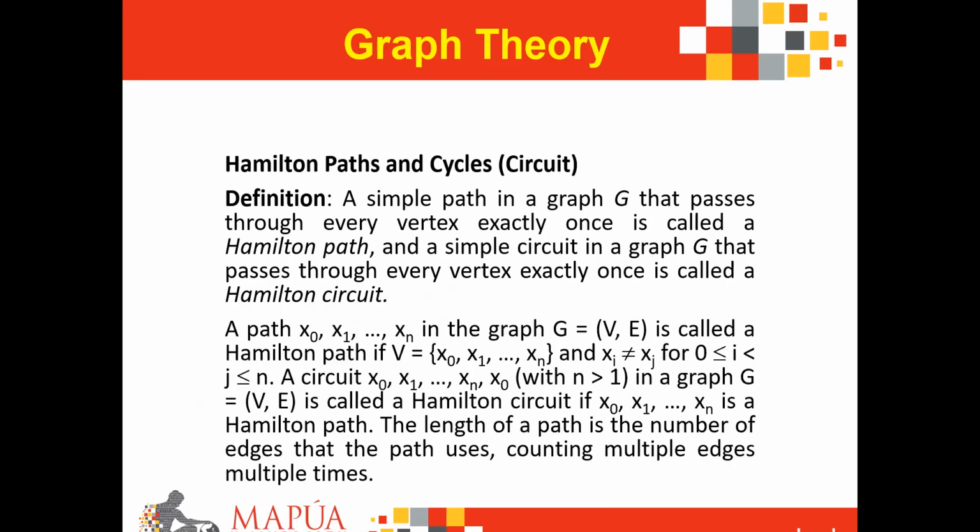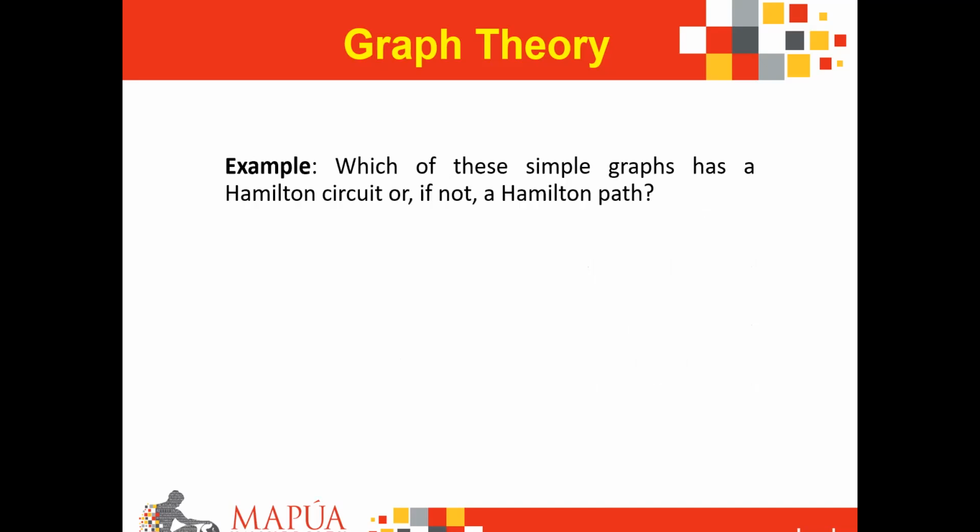A path under Hamilton path is simply denoted to be, again, a sequence of vertices. And the length of your path is still the number of edges that your path uses, counting multiple edges if you encounter them multiple times. This is one such example. Let's try to determine which of the following is a Hamilton circuit, or if not, a Hamilton path.